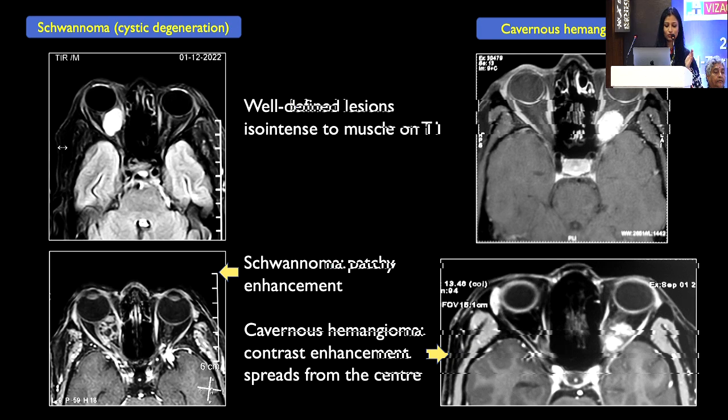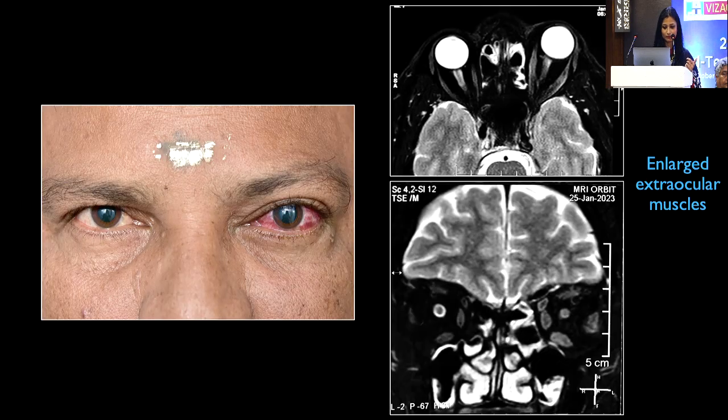Coming back to our case, on the left we see a biopsy proven schwannoma, cystic degeneration of schwannoma, and on the right we see a very similar looking lesion, an intraconal lesion. So how do we differentiate it? Both are well-defined lesions, isointense to muscle on T1. So something that can help us is contrast enhancement. On the left side, the schwannoma shows patchy enhancement on contrast. On the right side, the cavernous hemangioma will have contrast enhancement which spreads from the center.